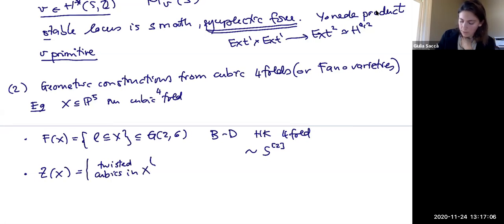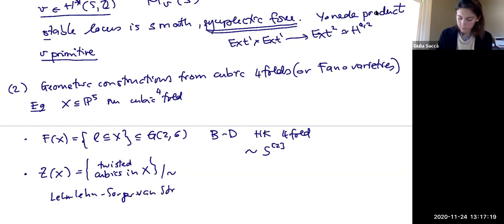And maybe up to some relation, which I don't want to get into, at least not now. And this is due to Lehn, Lehn, Sorger and Van Straten. And if X is general, it does not contain a plane. It's a hyperkähler eightfold, and it's deformation equivalent to the Hilbert scheme of four points on the K3.